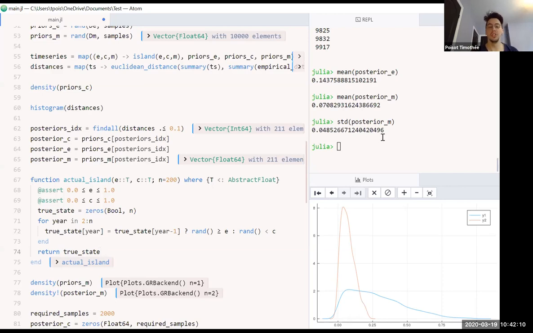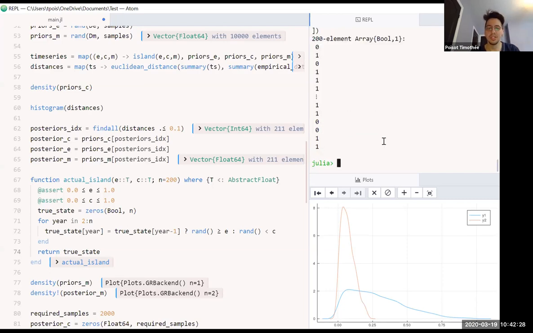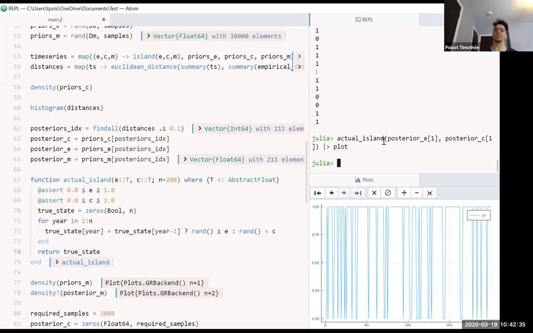And so what we can do with this function now is call actual island with values from the posterior distribution of E and C, let's see. And this is going to give us the actual simulated time series for the presence and the absence of the insect on the island. So I think that ABC is a nice little technique when you have a model for which you don't know how to express the likelihood and you still want to estimate the distribution of the parameters. You want to summarize your model using different tools. And that provides estimates of parameters that are really, really good.